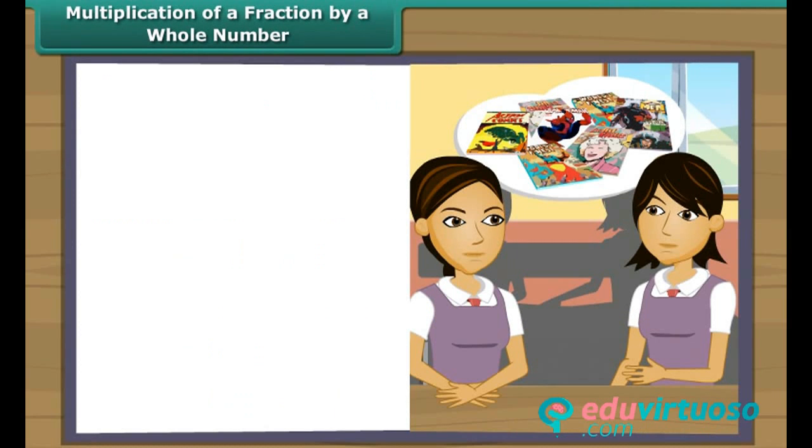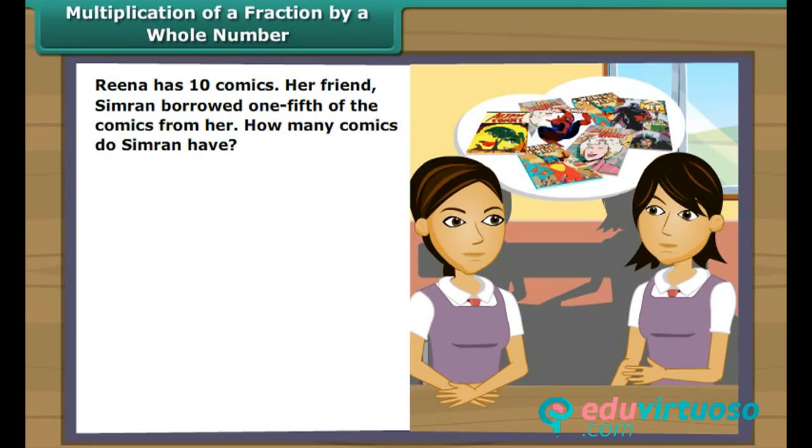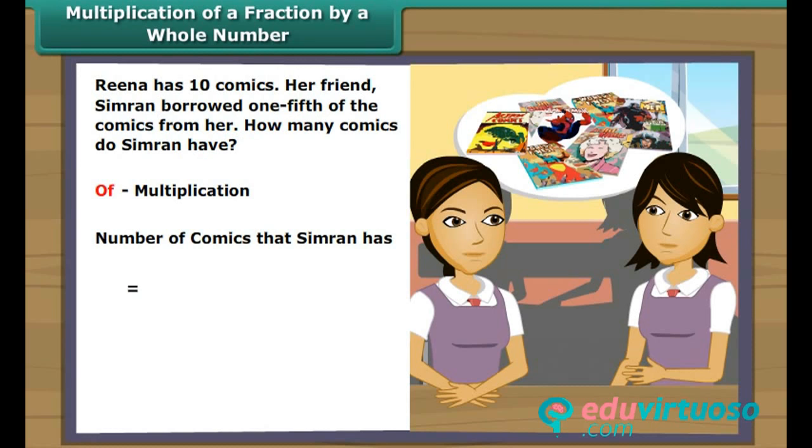Multiplication of a fraction by a whole number. Reena has 10 comics. Her friend Simran borrowed 1/5 of the comics from her. How many comics does Simran have? Friends, remember of means multiplication? Thus Simran has 1/5 of 10 comics, which means 1 upon 5 multiplied by 10, which is equal to 2. This means Simran has 2 comics.